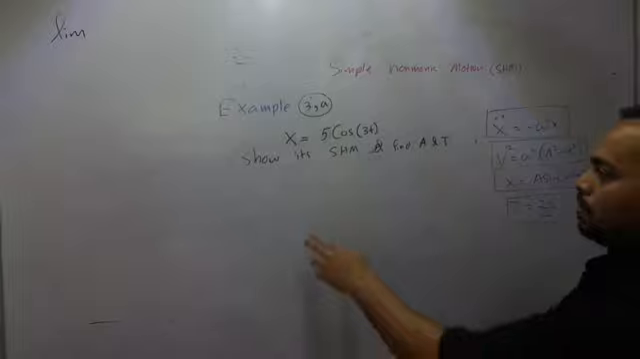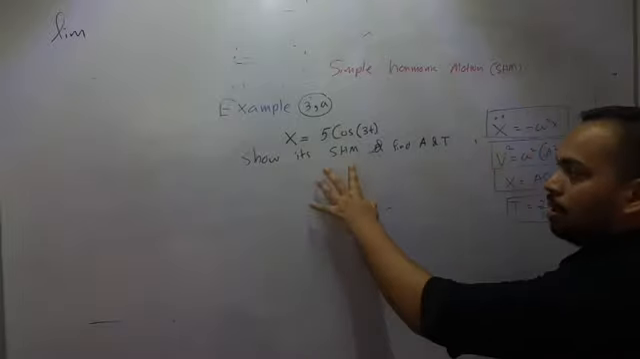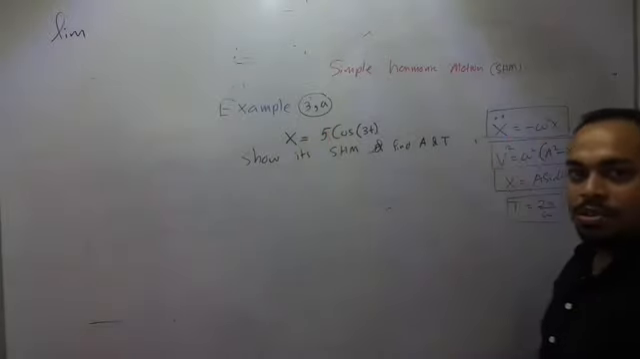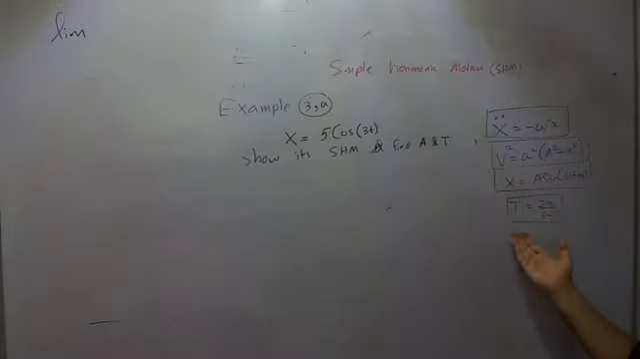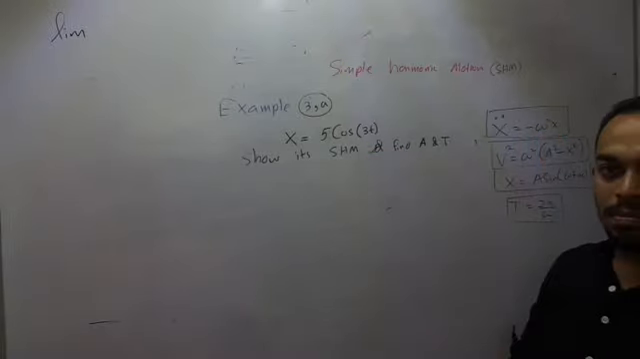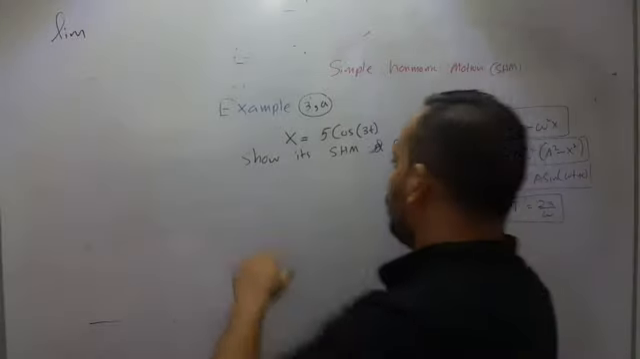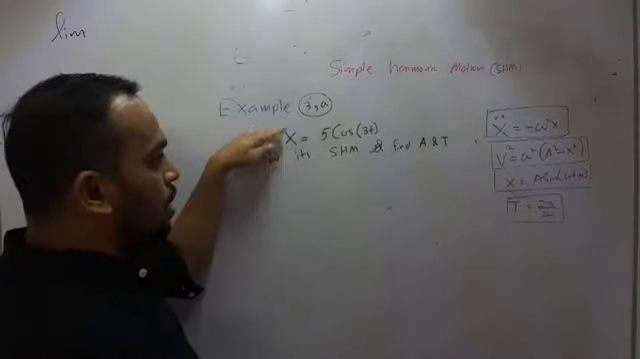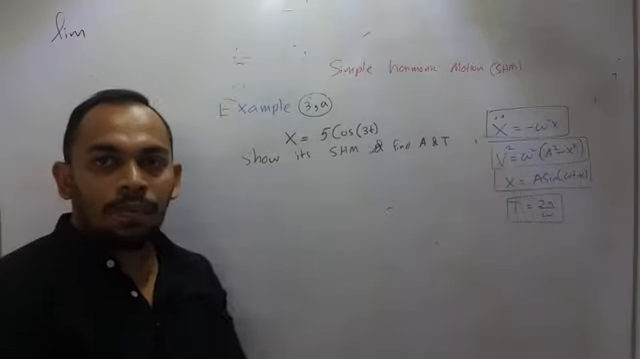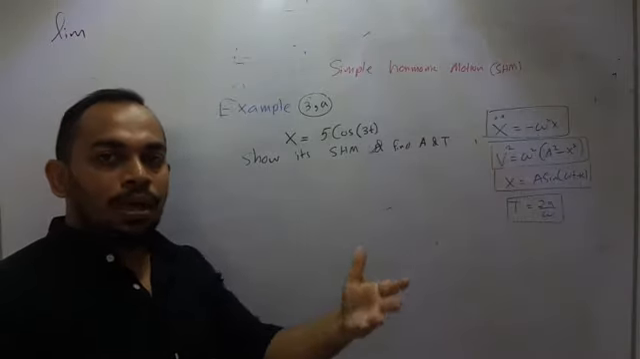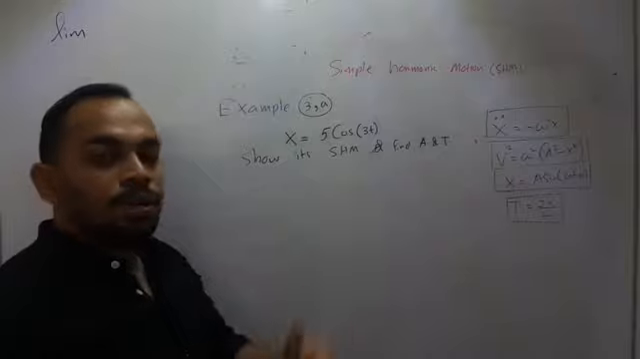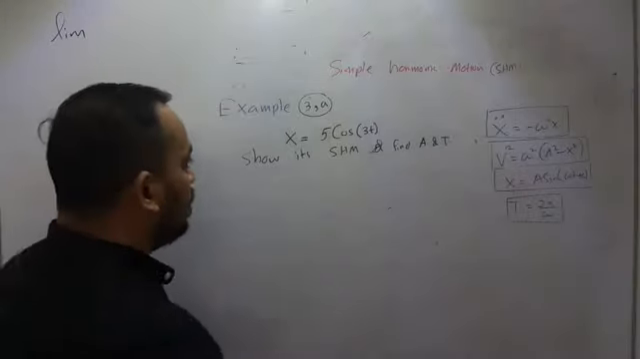Now first we have to show it's simple harmonic motion. If it is not simple harmonic motion, we cannot use these equations. So first we must show that this is simple harmonic motion. So how do you show that? We have to start from this equation here, then we derive this with respect to time twice, and we have to show that it is similar to the characteristic equation.